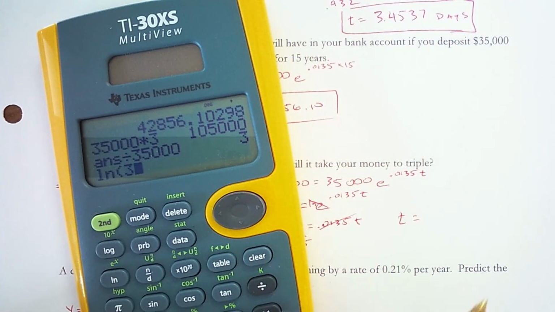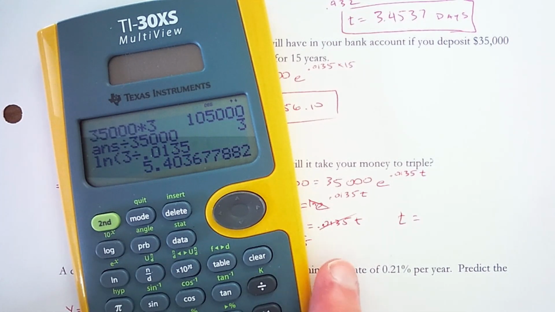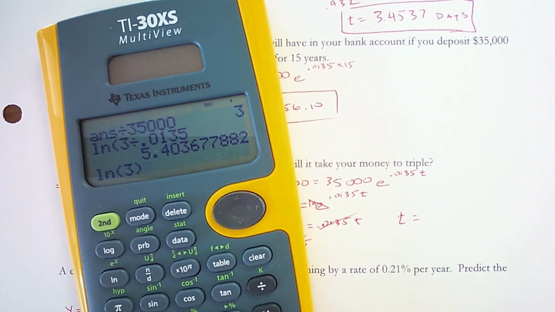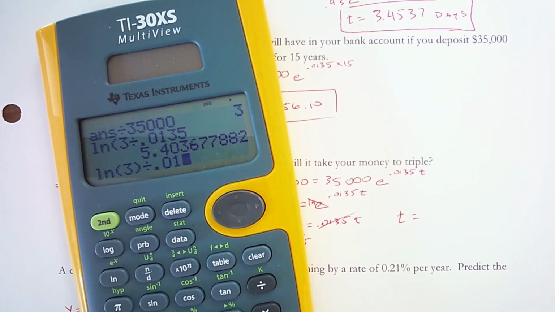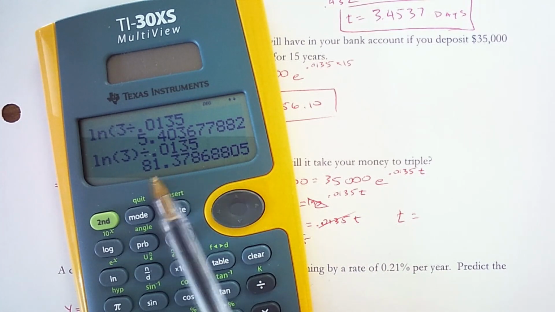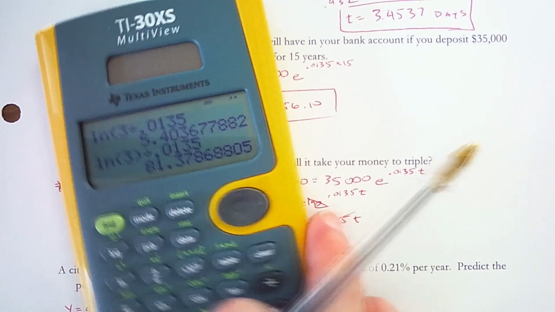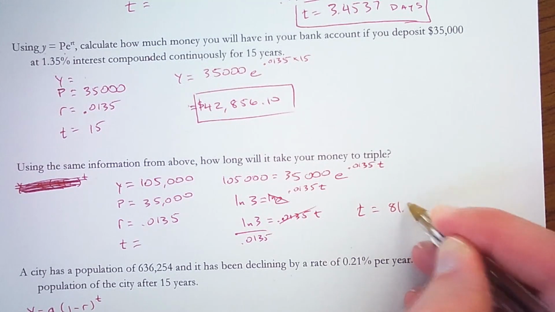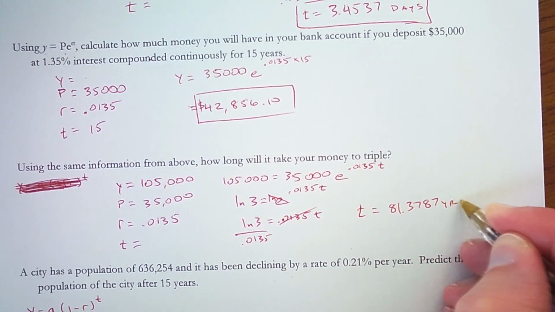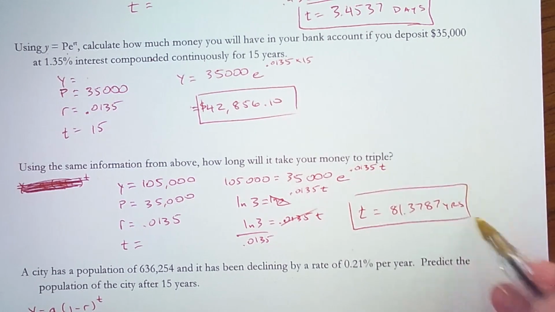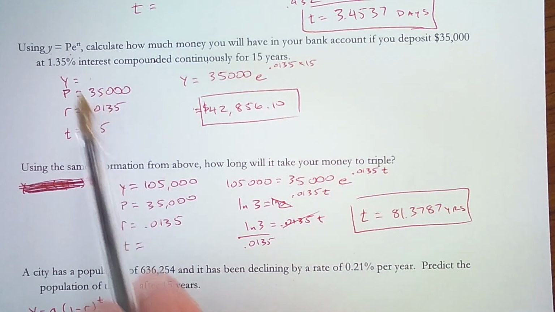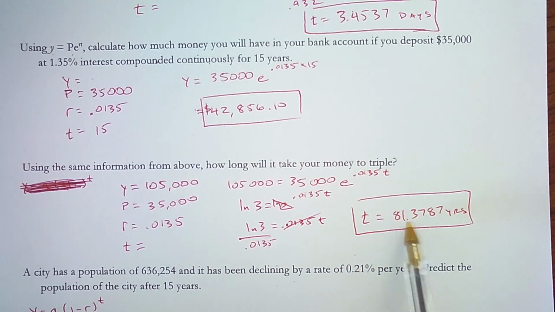So we have natural log 3 divided by 0.0135, and we get a mistake is what we get because I didn't close my parentheses. Natural log 3, close the parentheses, divided by 0.0135 is 81.3787 years. Probably not the best investment you'll ever make at 1.35%. That's going to take an awfully long time to see that money triple.